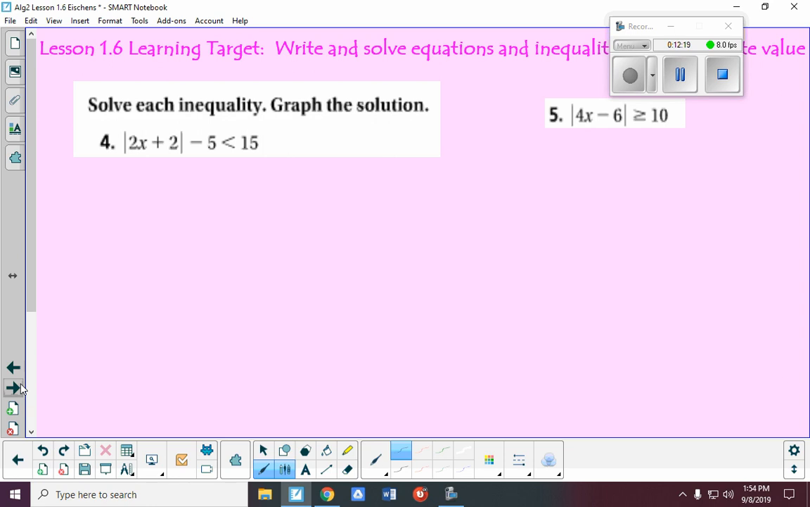Let's look at this next one. Here we have a less than. The absolute value of 2x plus 2 minus 5 is less than 15. So first of all, just like before, like I told you, we need to isolate the absolute value sign. So we will first add 5 to both sides.